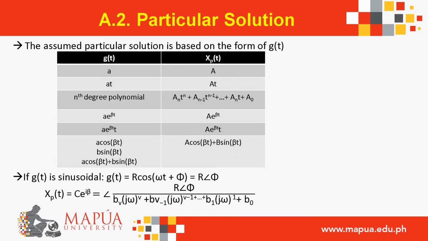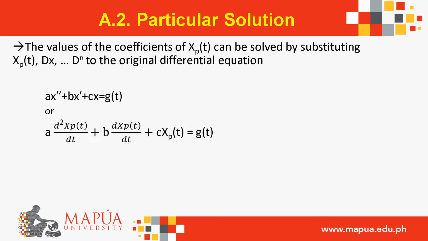The particular solution x sub p of t is equal to a constant times e raised to i beta. The values of the coefficients of x sub p can be solved by substituting x sub p of t and the values of its derivatives into the original differential equation. Once you solve for the coefficients of the particular solution, get the total solution x of t by adding the homogeneous solution to the particular solution.